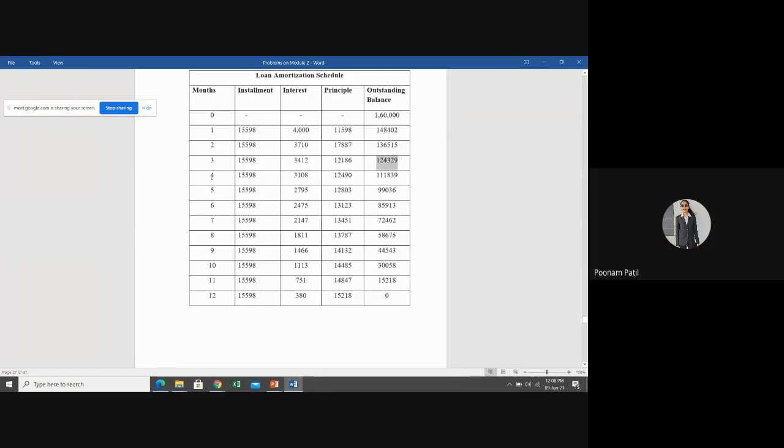For 4th month, outstanding balance, that is 12 lakh 1,24,329 into 2.5, we will get the 3,108. For principal amount, our installment, that is 15,598 minus 3,108, will get the principal amount, that is 12,490. And for outstanding balance, previous outstanding balance, that is 1,24,329 minus 12,490, will get the outstanding balance.